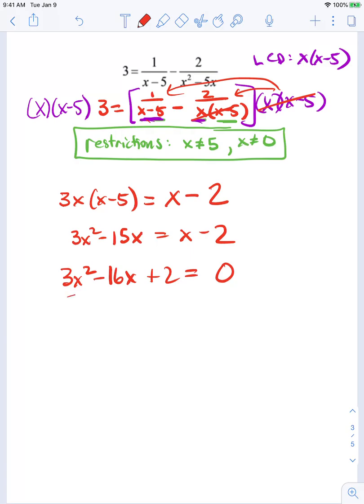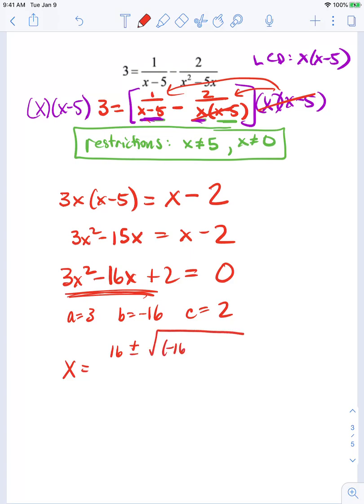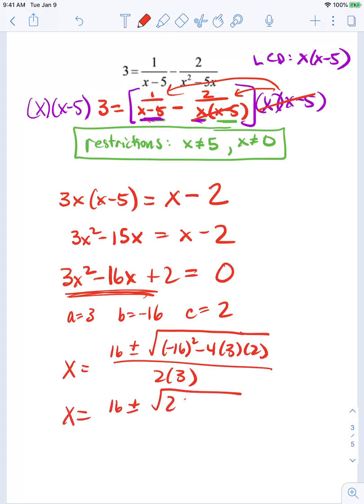And it doesn't look like this will factor. So what do we have to do? We have to use the quadratic formula. A equals 3, B equals negative 16, and C equals 2, which means that x equals negative b plus or minus the square root of b squared minus 4ac all over 2a. So x equals 16 plus or minus the square root of 256 minus 12 times 2 is 24 all over 6.